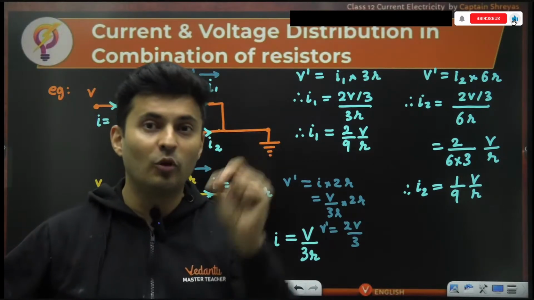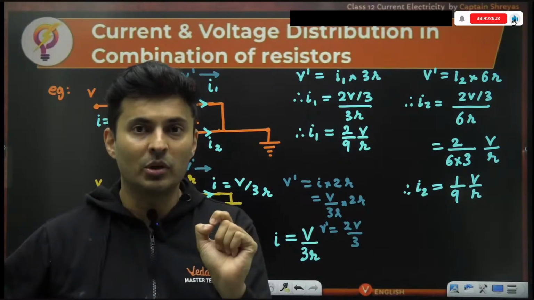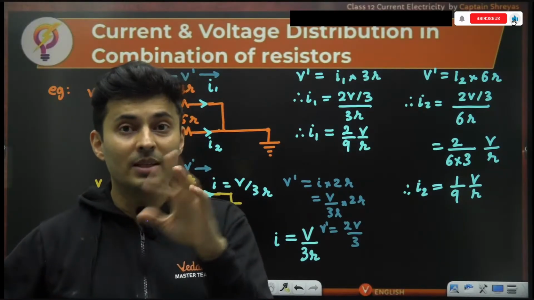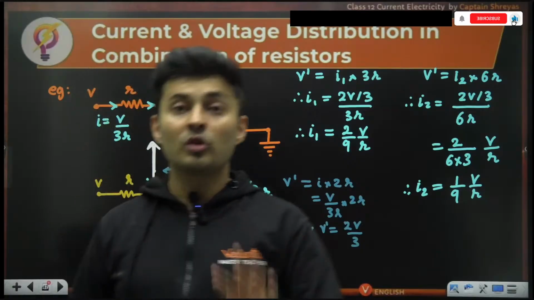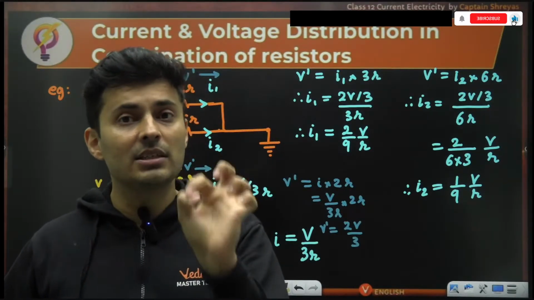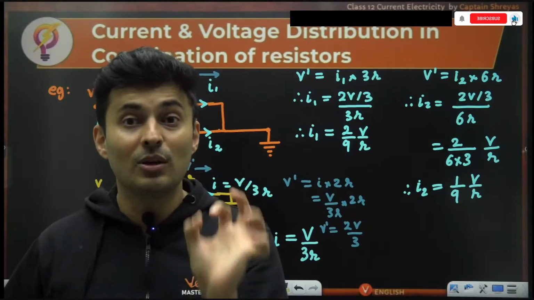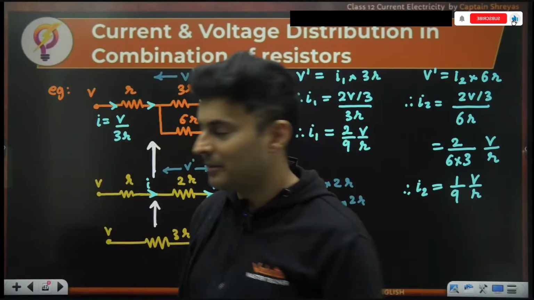Potential means actual voltage, volts, at a point, potential at a point. Whereas potential difference means the difference of the two voltages, V1 minus V2. So in Ohm's law, that V equal to IR, V is never the potential, it is always the potential difference across the two ends of the resistor.